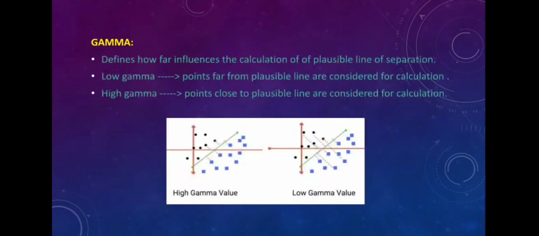Gamma defines how far the influence reaches in the calculation of flexible lines of separation. With low gamma, points far from the plausible lines are considered for calculations. With high gamma, points close to the plausible lines are considered for calculations.